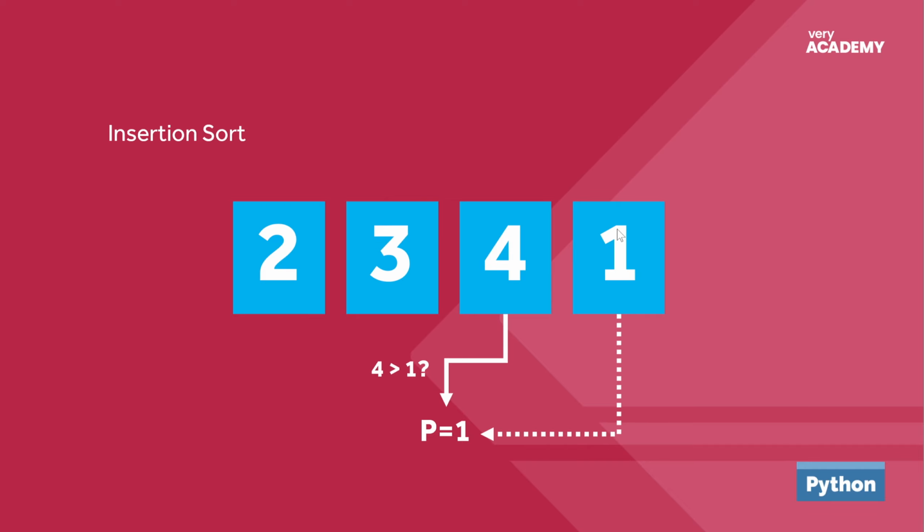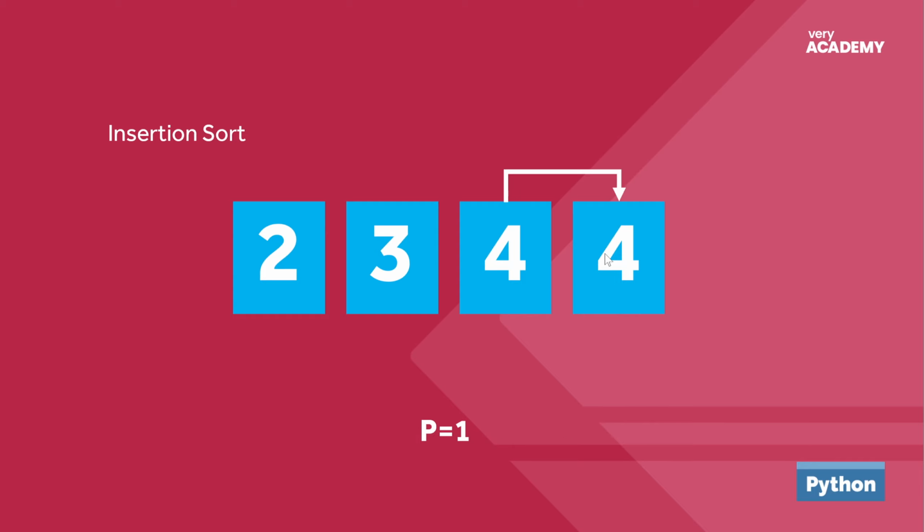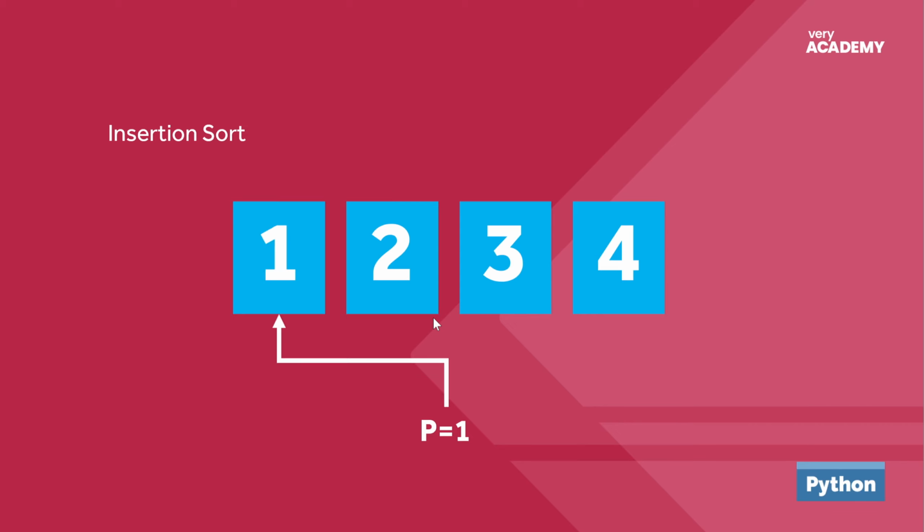So we're going to compare that against 4, and then we're going to copy that across because 4 is greater than 1. We'll do the same thing with 3. Is 3 greater than 1? Yes. So we copy that across there, and then we do the same thing in position 0 here, and that moves across. So that leads us to a point where we break that inner loop, and we now put the number that's stored in our p variable into position 0.